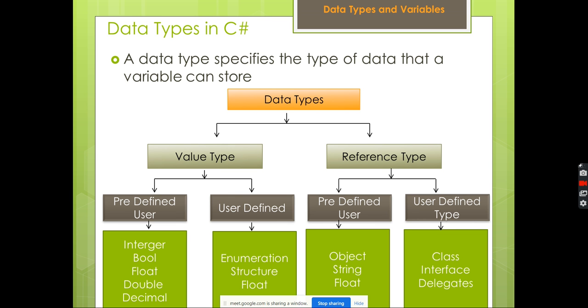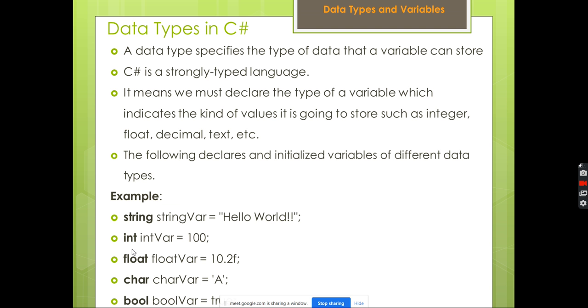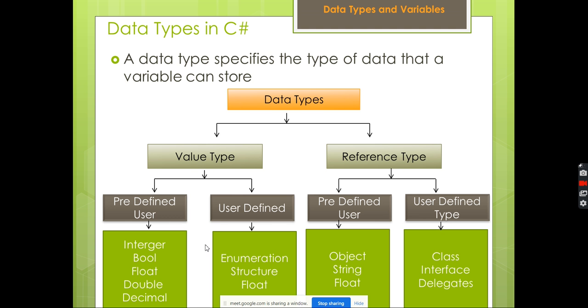I'm moving very fast, as we briefly discussed this yesterday. Data types are of two types: value type and reference type. Value types means the value is stored directly in internal memory. Integer is a value type. This value 100 will be stored in the RAM at a directly allocated address.